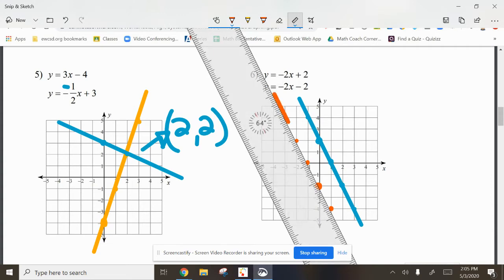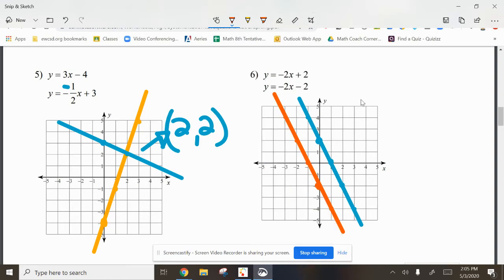I want to know, where do these lines touch? Do they ever touch? No, they never touch. When they never connect, ever, remember this? All right, no solution.